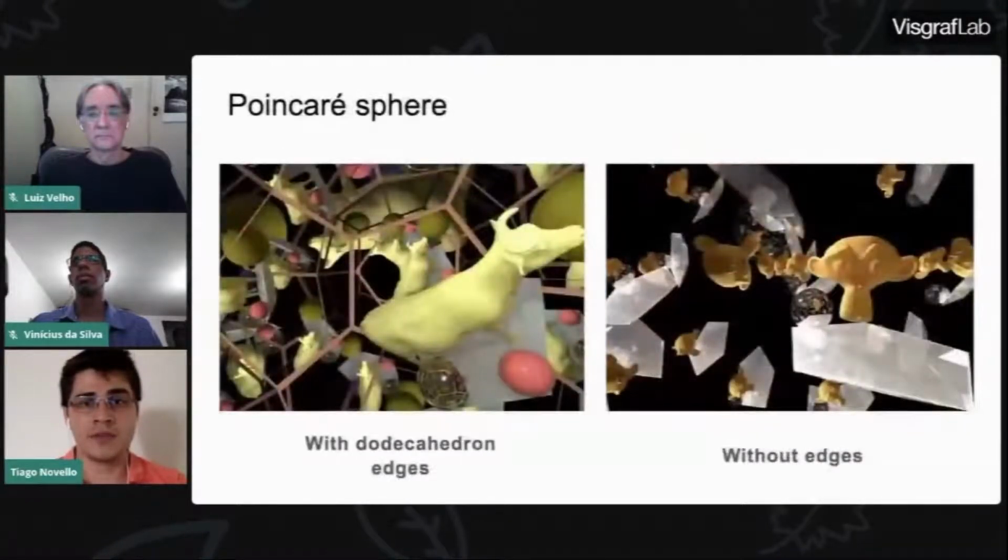These are immersive views of the Poincaré sphere. The face identification produces a tessellation of the three-sphere by 120 dodecahedra. This is one of the four-dimensional regular polytopes. On the left, the scene is composed of a single cow, a pentagon floor, and 4 spheres. It also includes the edges of the fundamental domain to show the space structure.